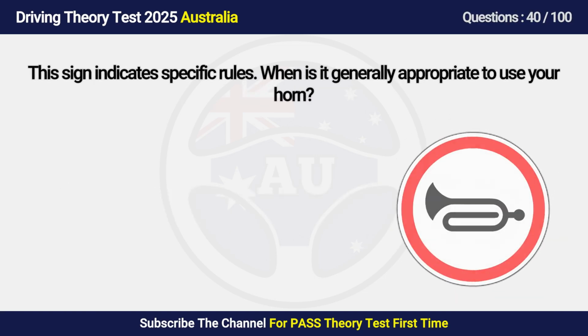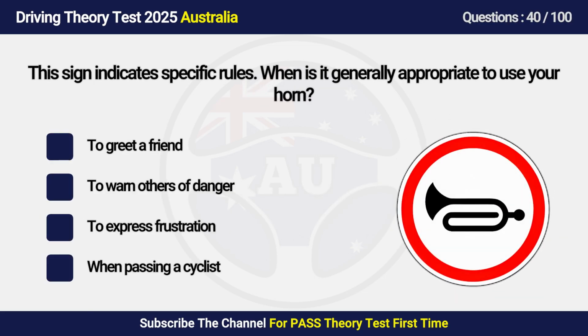Question 40. This sign indicates specific rules. When is it generally appropriate to use your horn? A. To greet a friend. B. To warn others of danger. C. To express frustration. D. When passing a cyclist.